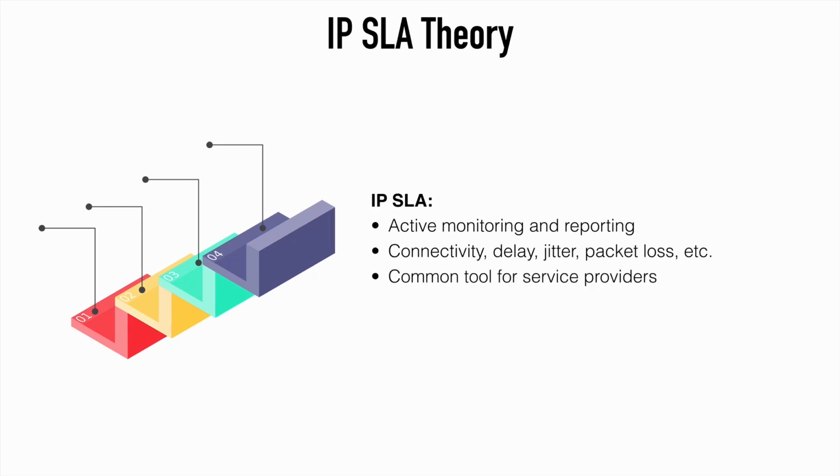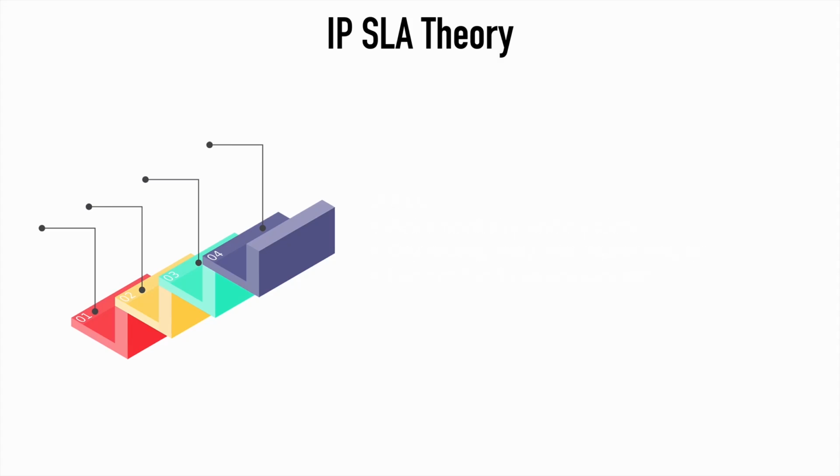This is a very common tool for service providers that they use to monitor customer sites, whether that's internet service providers or data center providers. But it can also be helpful to us as we're troubleshooting our own topologies. The main benefit of IP SLA is that it does not require a physical probe in order to monitor network performance. It simply uses generated traffic to measure the performance of a network between devices.